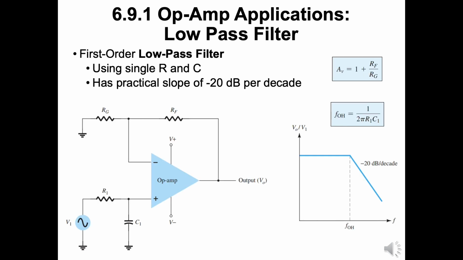Low-pass filters can be classified into two types. A first-order low-pass filter uses a single resistor and capacitor as in the left-hand side figure, and it has a practical slope of minus 20 dB per decade as shown in the right-hand side figure. The voltage gain below cutoff is AV and the cutoff frequency is constant at 1 over 2 pi R1C1.